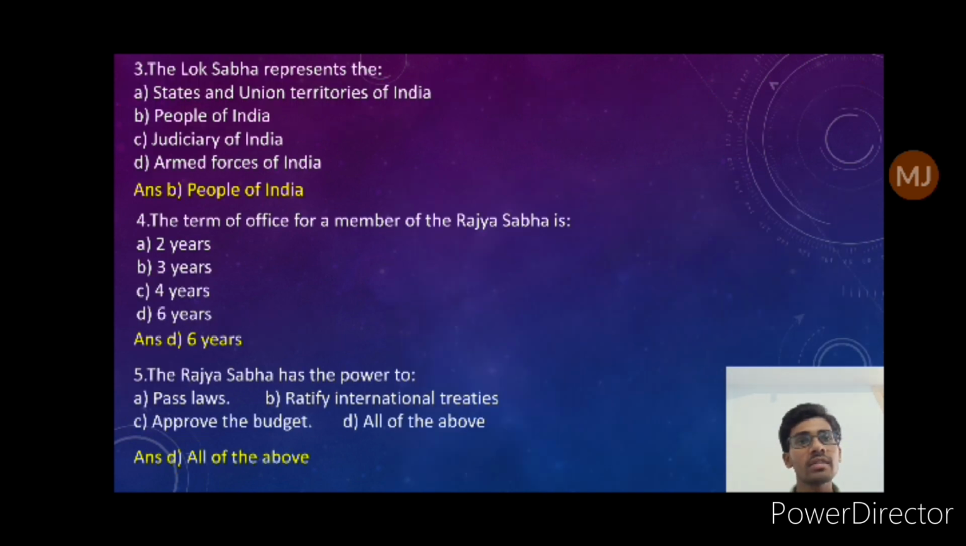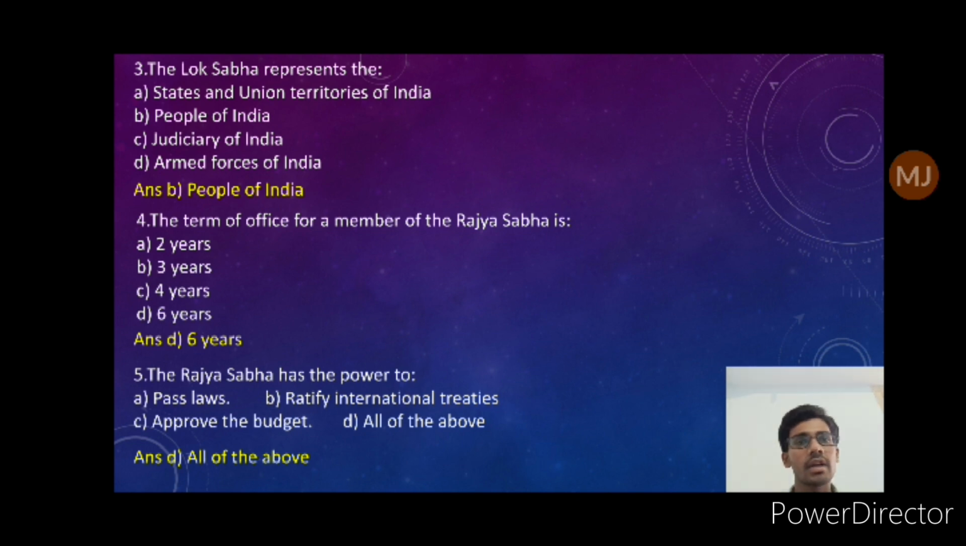Next question. The Lok Sabha represents the options are option A states and union territories of India, option B people of India, option C judiciary of India, option D armed forces of India. Answer is option B people of India.